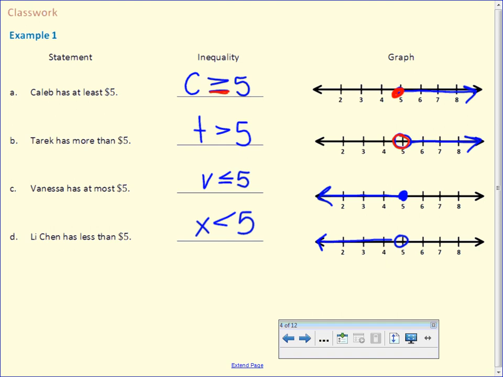Okay. Yes. He has at least 5. So that means he has 5 or more. So he's got greater than or equal to 5. 5 is the least, or more. 5 or more. It's the smallest it could be.